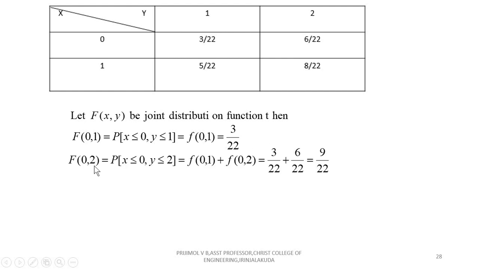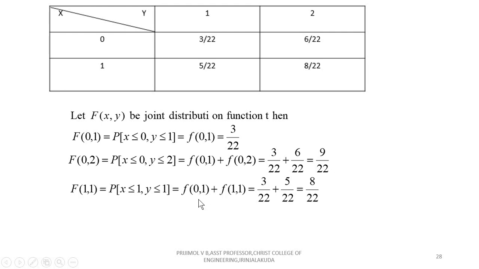Capital F of (0, 2) means the maximum value of x must be 0, but the maximum value of y must be 2, and you know the value of y is from 1 and 2, isn't it? So these are the two values which you have to add, f of (0, 1) and f of (0, 2). Maximum value of x is 0 and maximum value of y is 2. So from the table you have to add these two.